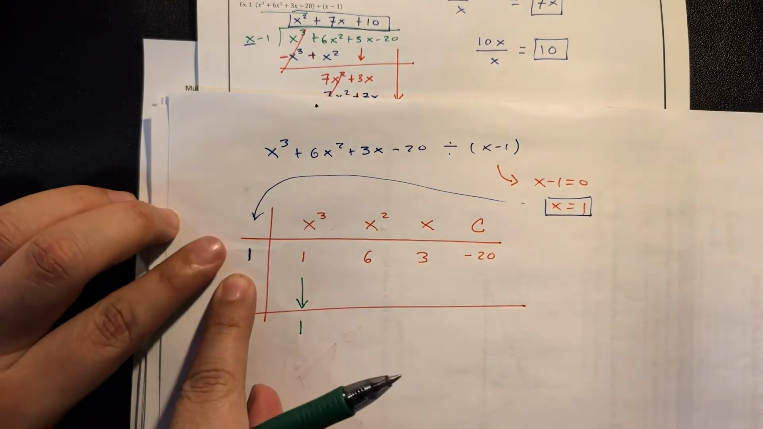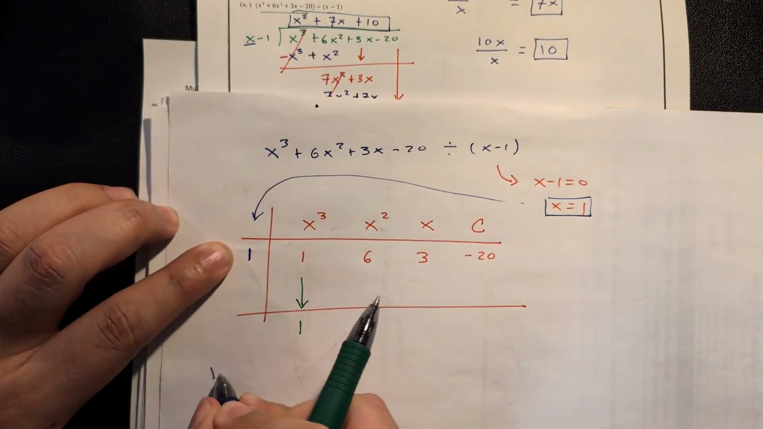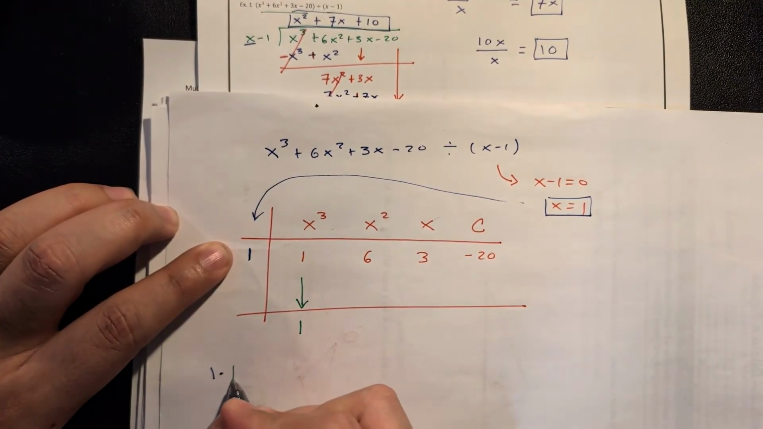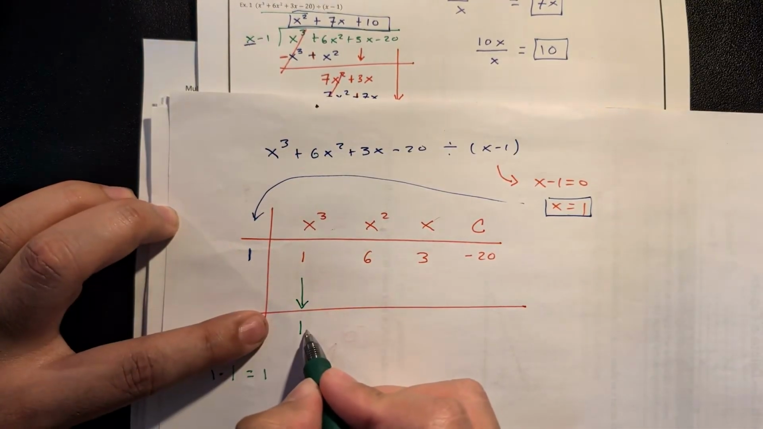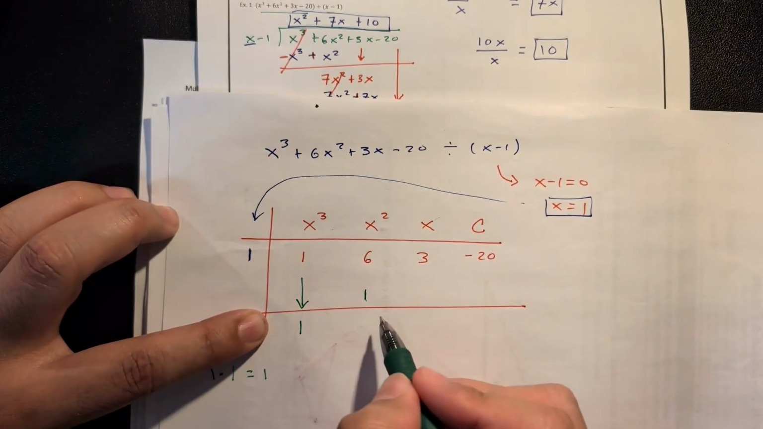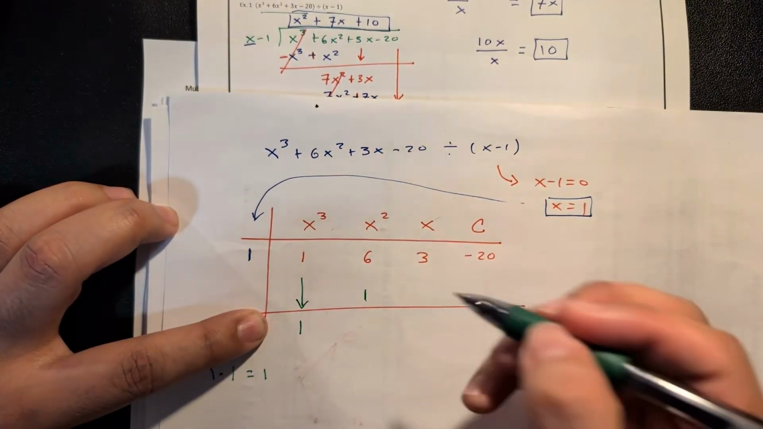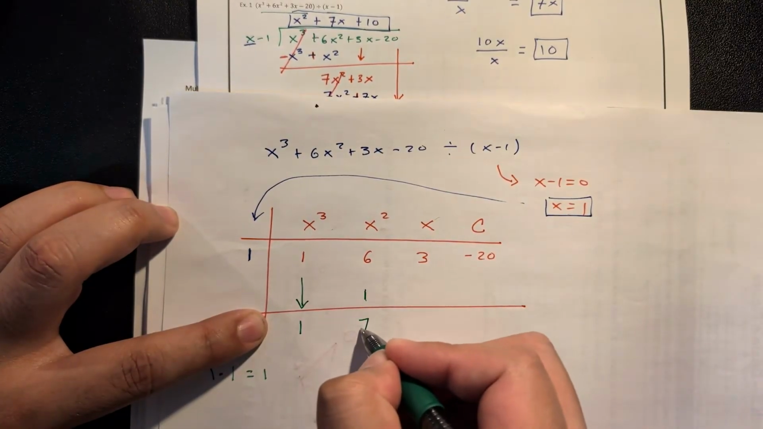Now, I'm going to multiply 1 times 1, and I get 1, and I'm going to put it right here. And all we got to do is just add down. We don't have to do anything. We just add straight down. So 6 plus 1 gives us 7.